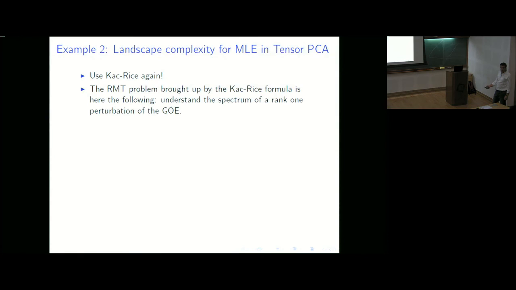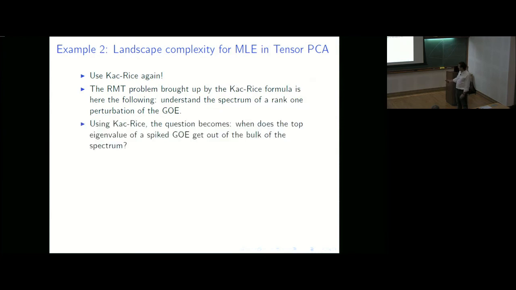So of course you use Kac-Rice. And the random matrix problem that you find when you use Kac-Rice is no longer a GOE; it's a simple rank 1 perturbation of the GOE, right? Because you just look at it. So it's a rank 1 perturbation of the GOE. It's a little more complicated, but not that hard, so you can do it.